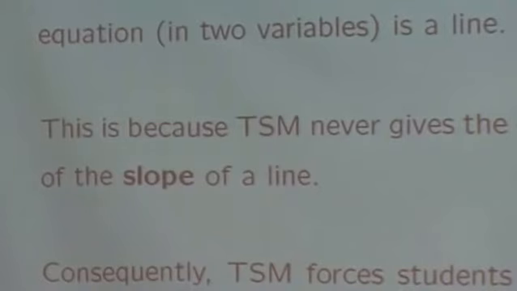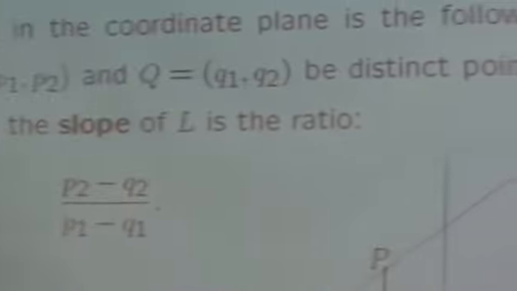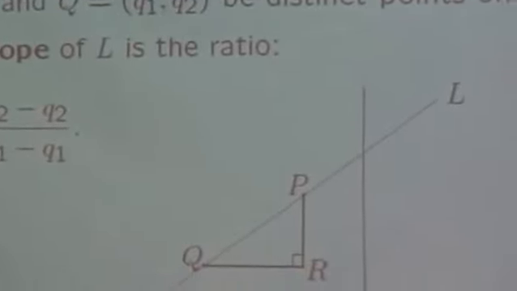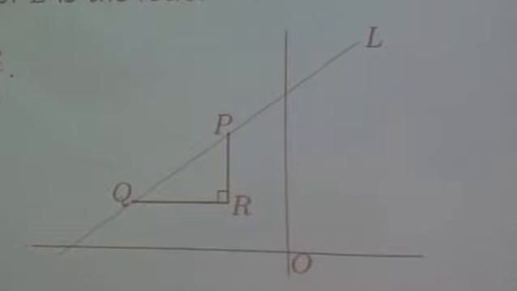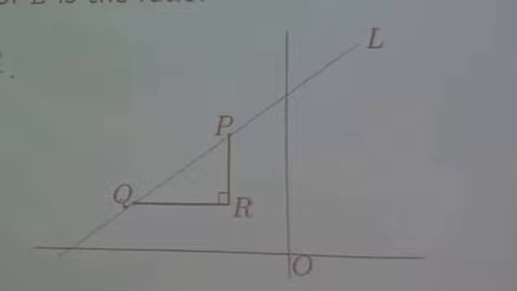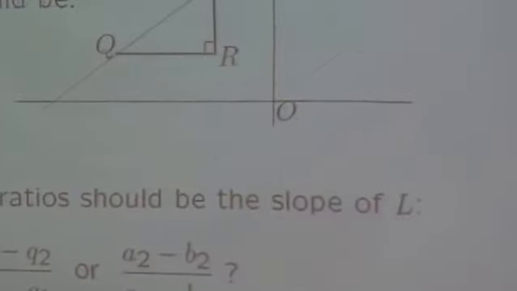What is slope? Well, TSM says, okay, this is what slope is. Take a line, take two points, rise over run, period. What's wrong with that? Well, there's plenty wrong with it. Everything is wrong with it, because why?